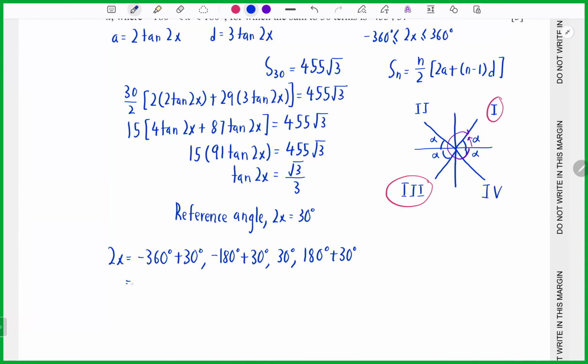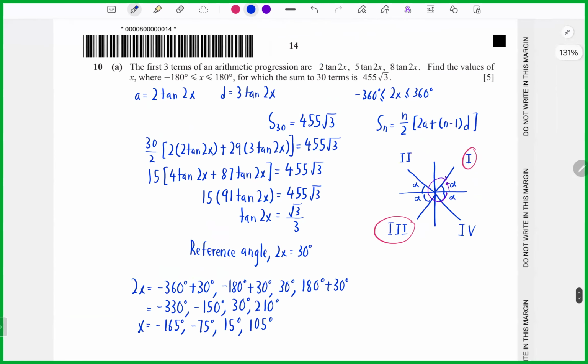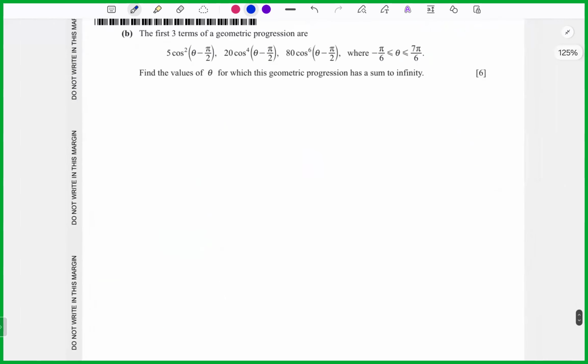So here you will get 330 degrees, negative 115 degrees, 300 degrees, 210 degrees. So you can divide it by 2. So you will get the answer: negative 165 degrees, negative 75 degrees, 15 degrees, 105 degrees. So this is your working step for question 10A. And then now we try to look at the last.